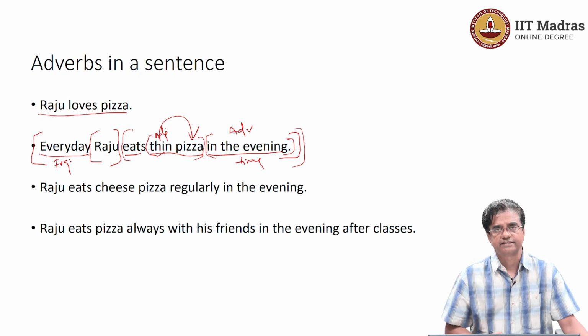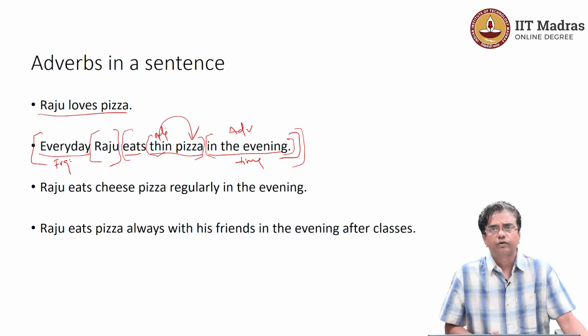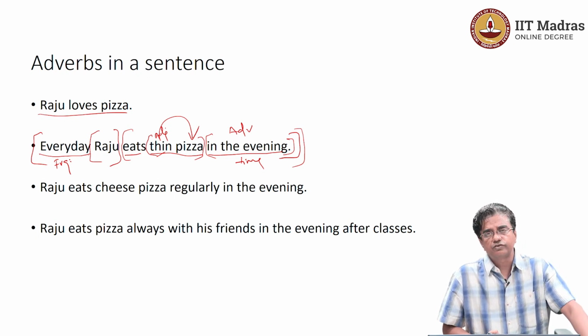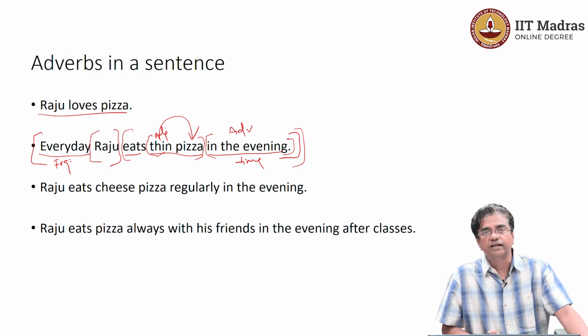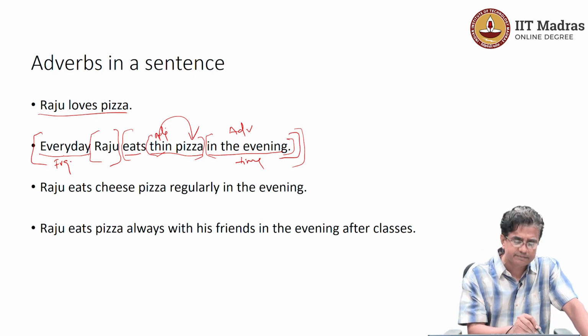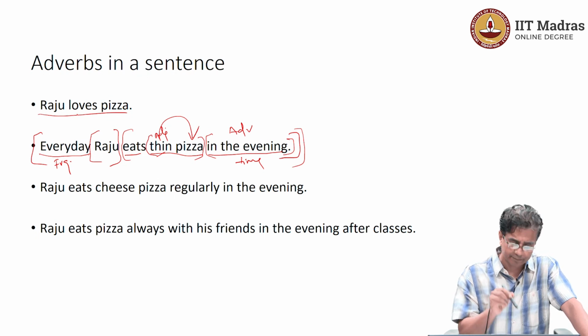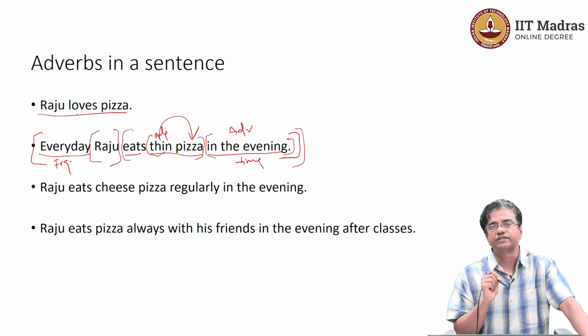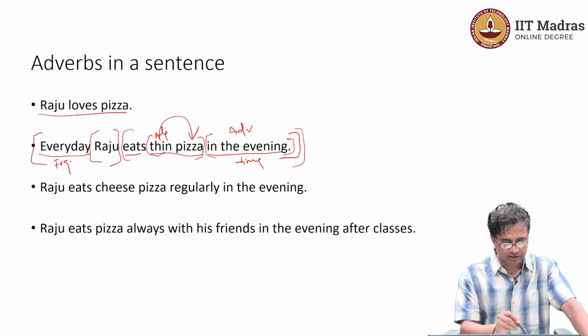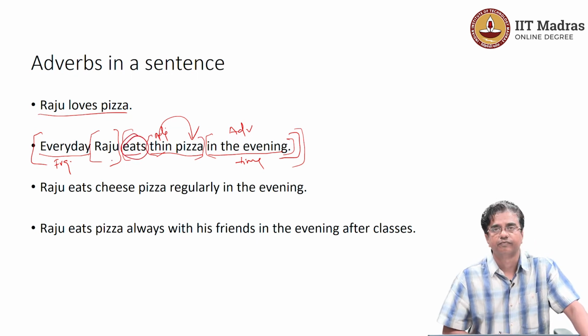It is in the beginning of a sentence. But if it talks about frequency, it talks about frequency of what? It talks about frequency of Raju eating pizza every day. Raju eating pizza in the evening. So we can say this modifies the whole sentence, but within the sentence, it very specifically gives us the frequency of eating.